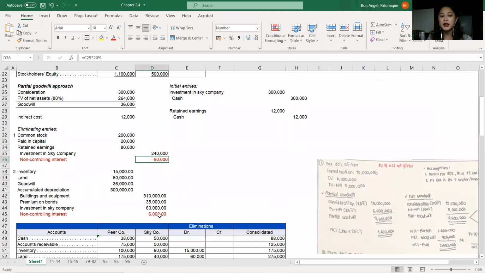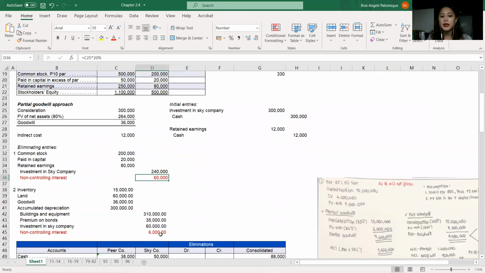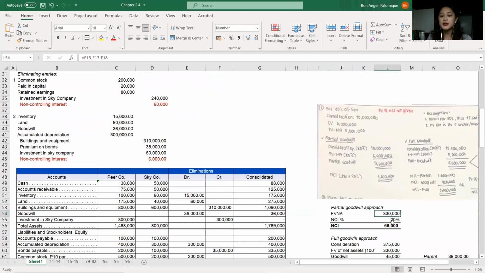Pero, nahati lang siya dito sa dalawang elementaries. Kasi for this illustration, una niyang hinati yung 300,000, which is the consideration. Tapos next yung over-under valuation. Pero pwede mo rin siyang gawing isang conso entry or consolidated entry. So, ang mangyayari nun is 330,000 times 20%, which is equals to the NCI natin na 66,000 pag kinombine siya.